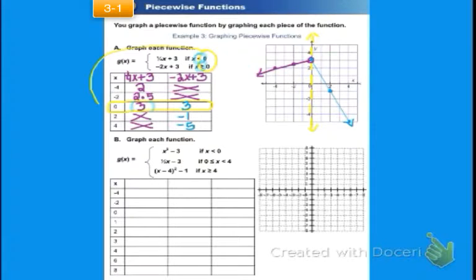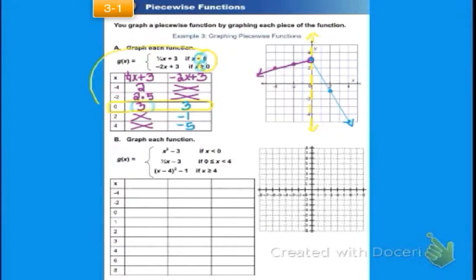The only place where you might be concerned about it is at that point where they overlap. But remember the purple graph, the 1/4 x plus 3, it's going right up to that point, but it doesn't include that point. So we're safe here. It passes the vertical line test. It's a function. So let's try another one.